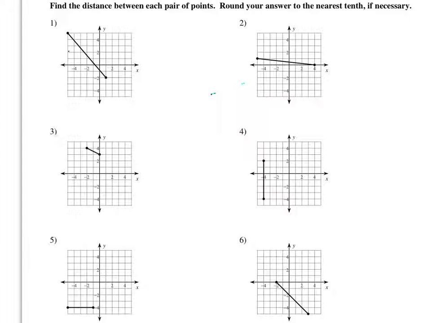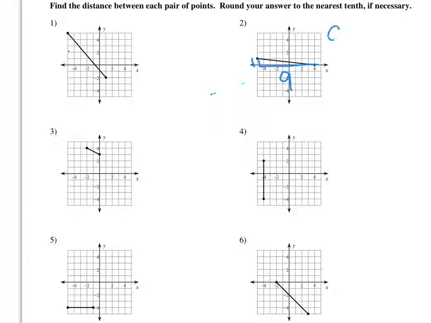Alright, number 2, I'm going to do the exact same thing. I'm going to connect my 2 points together and draw a right triangle. This length is 1, and then this length right here is actually going to be 9. So you don't need to worry so much if it's positive or negative, because anytime you square a number, it's going to be a positive number.